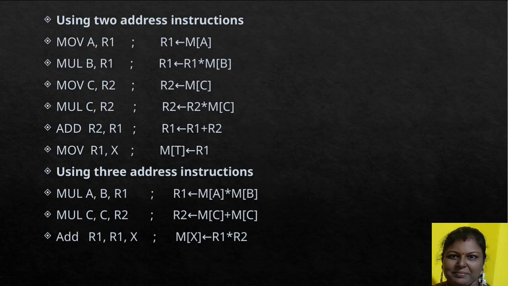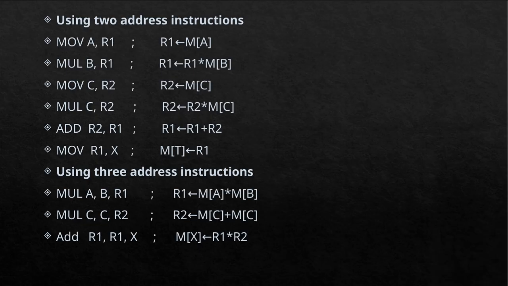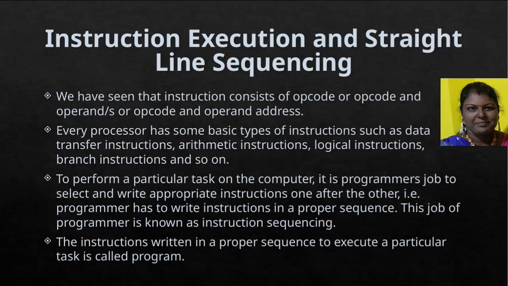We've learned that instructions in a processor can be just an opcode, or an opcode combined with operands or addresses. Every processor supports basic instruction types, like data transfer, arithmetic, logic, and branching. To get a task done, the programmer must carefully choose and arrange these instructions in the right order. This process is called instruction sequencing. When these instructions are lined up to perform a specific job, we call that a program.